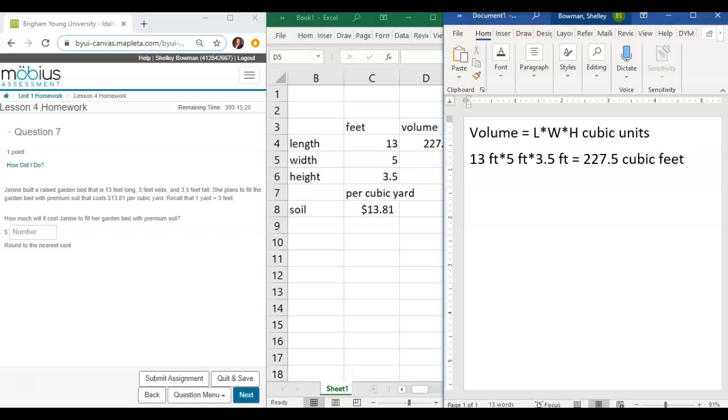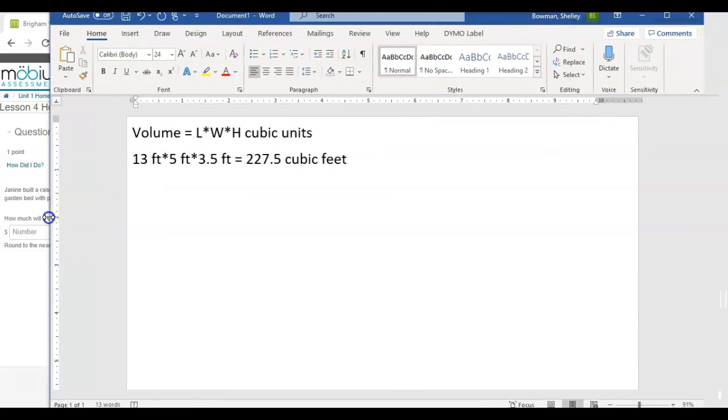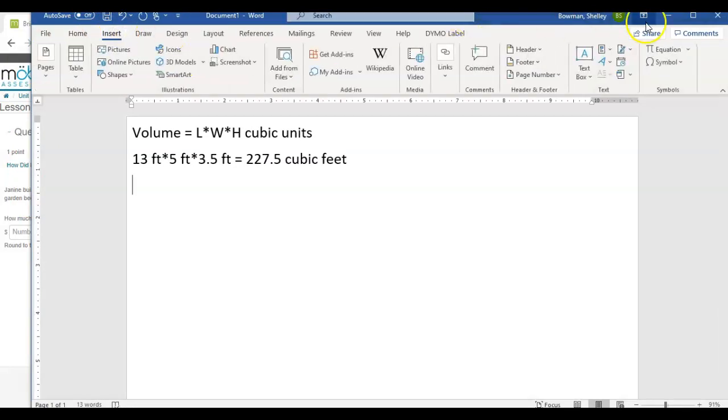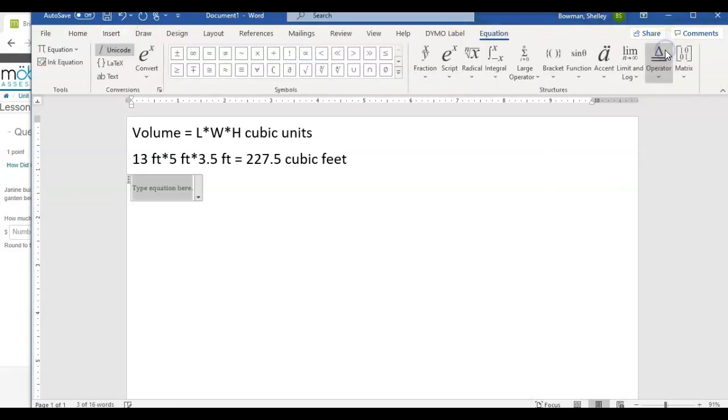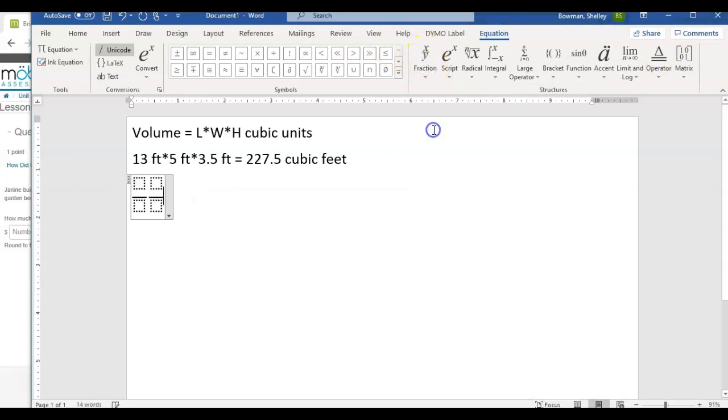Okay, so now that I have her cubic feet for the volume, now I'm going to go ahead and do the conversions. To do that, I'm going to take over my screen a little bit so that you can see, and also so that I can reach all of my buttons here. I'm going to go in for my equation editor and insert an equation here and give myself a couple of these fractions so that I can do my conversions.